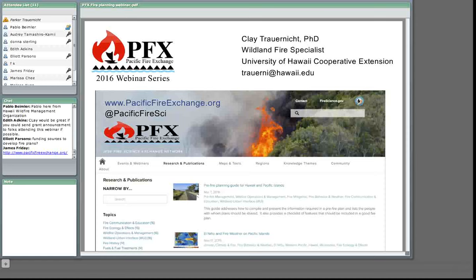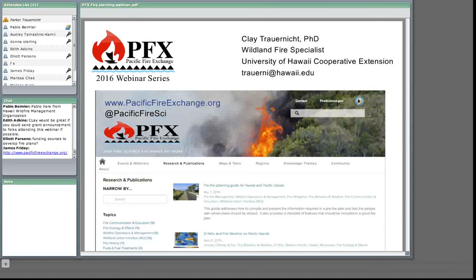Elliot asked if there's a fire plan for a place in Hawaii that I would recommend as a model. It's funny you said that. I just had Cheyenne Perry with the Mauna Kea Watershed Alliance send me his just the other week. I haven't had a chance to look at it. I gave an example in that guide of one that was from the mainland that I thought was pretty relevant.